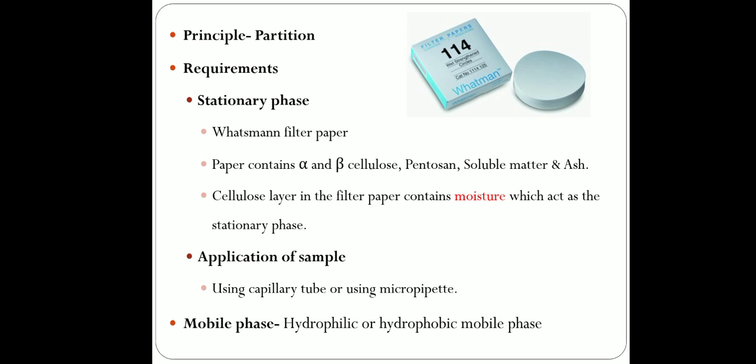So in paper chromatography the main principle of separation is partition, and the requirements are stationary phase, mobile phase, and sample applicator, that may be a capillary tube or micropipette. In the case of stationary phase, the moisture present in the cellulose layer acts as the stationary phase. Sample is applied by using a capillary tube or micropipette, and the mobile phase is a hydrophilic or hydrophobic mobile phase.